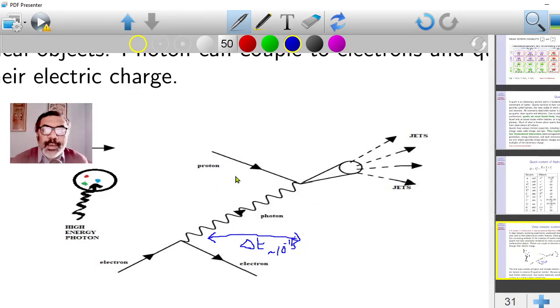At the other end, this high energy photon provides sufficient energy so that it will break this proton, and this proton will be fragmented into partons. Partons means the parts. After a very short time, that is, this is delta t for strong interaction, about 10 to the power minus 24 seconds.